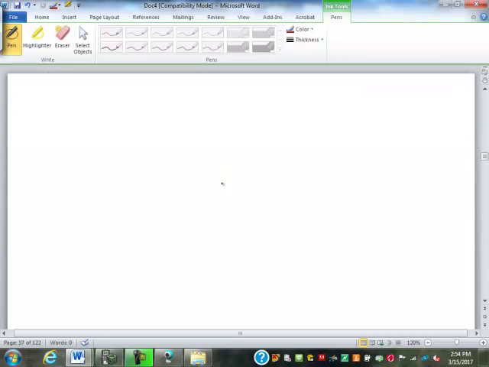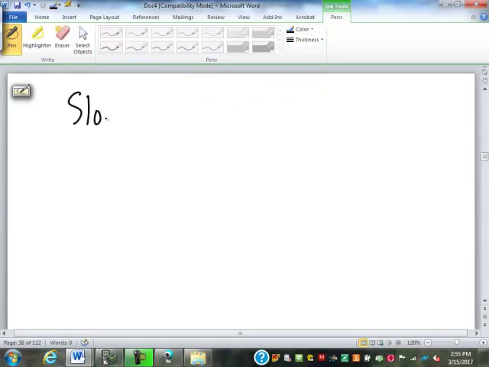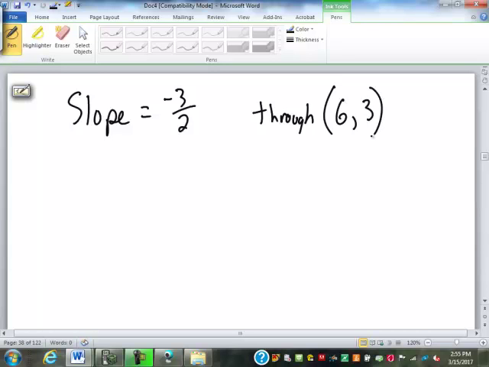So I'm going to look here at an example, and I'm going to do it this way, and then I'm going to do it the way we did earlier in the first half of the class. Then we're going to do some little adjusting to our equations to show you that they really are the same equation. So let's say we have an equation that has a line with a slope of negative 3/2, negative 3 over 2, and it goes through the point 6, 3.